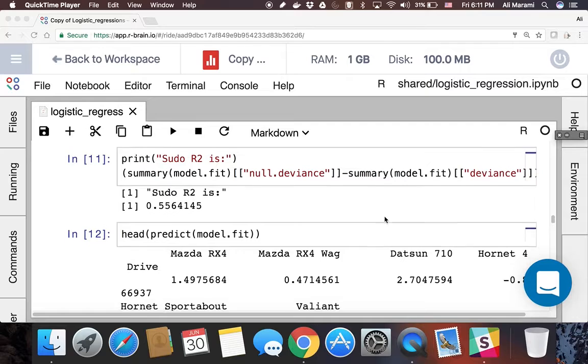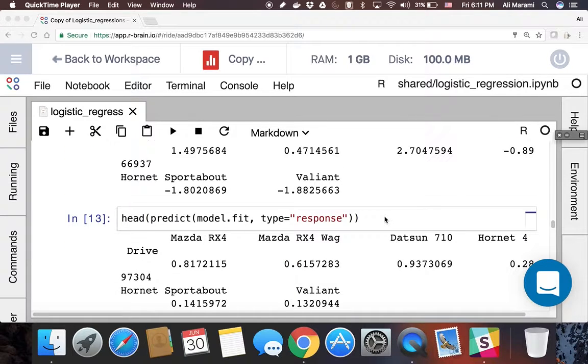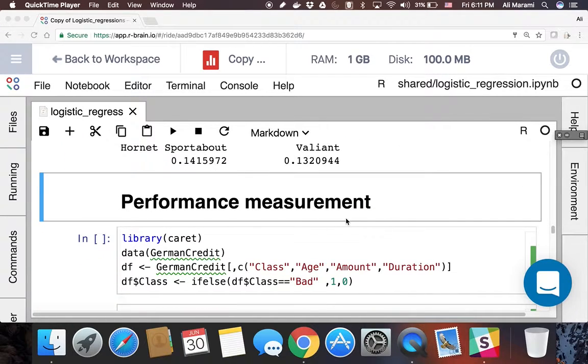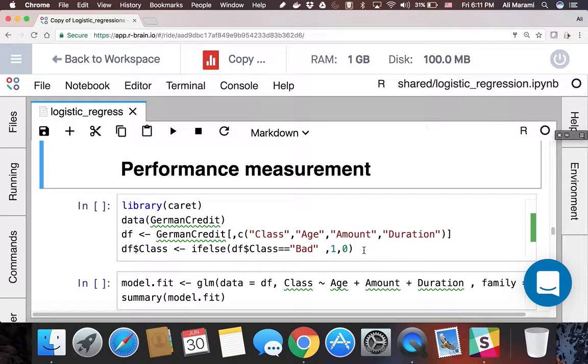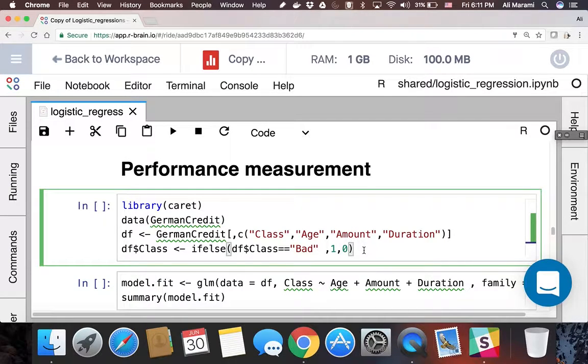Let's run another example and see, beside those parameters we discussed, what other parameters we can use to measure the performance of the model. Here, I use the dataset from the caret library, GermanCredit, and I call class, age, amount, and duration. Class is good or bad credit quality. Age, amount, and duration are not binary variables, they look like continuous variables. And I change the class to 0 and 1.